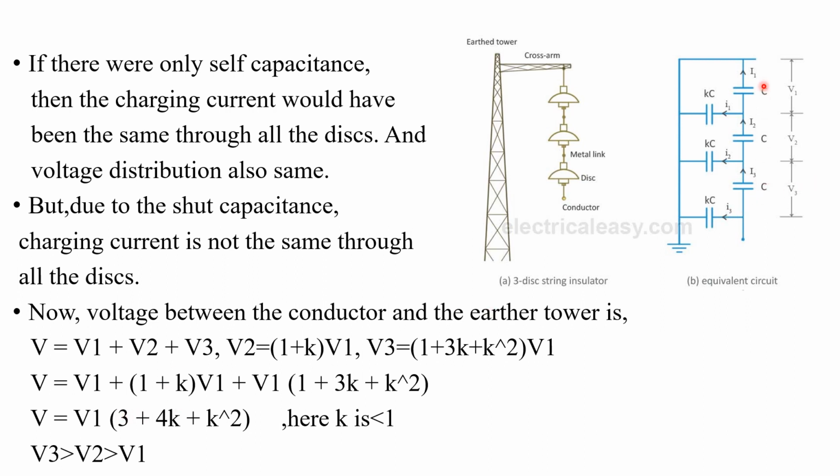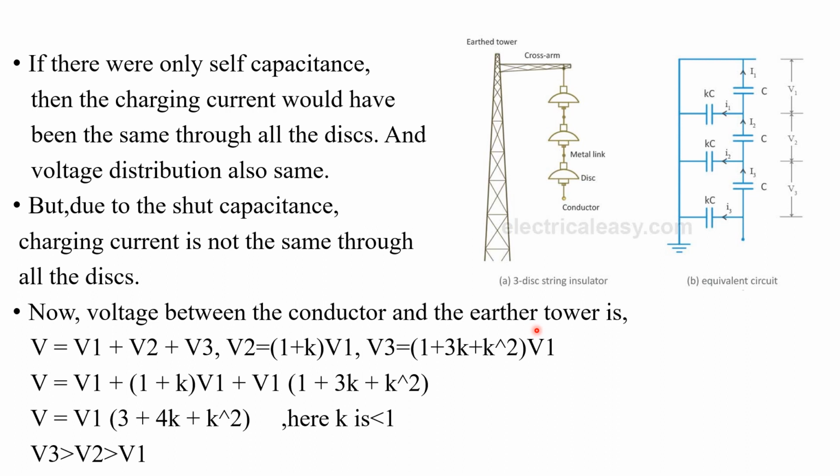We know that the net voltage across the string will be the sum of V1, V2 and V3. But we have to find the voltage distribution across the discs: V2 is (1 plus K) into V1, and V3 is (1 plus 3K plus K square) into V1. We get these equations by using Kirchhoff's current law at these junctions. I have written the final results here.